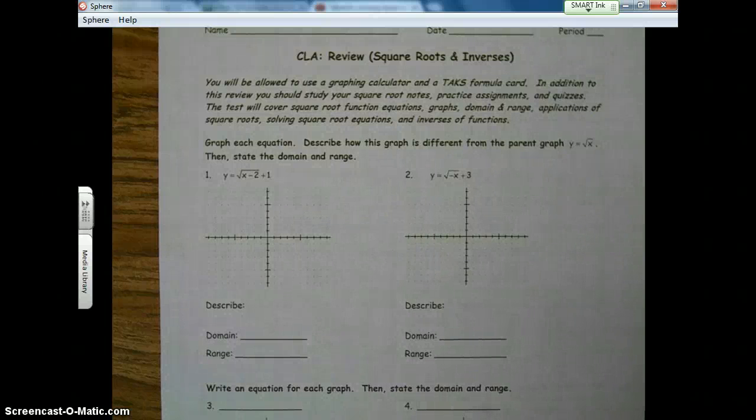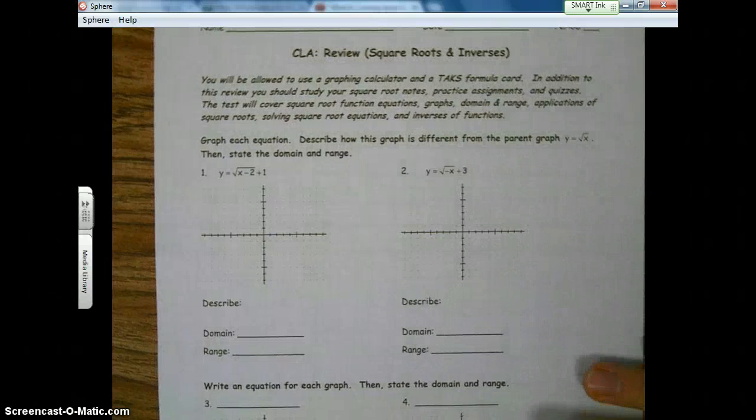Okay guys, we're going to be finishing up this review in class tomorrow. So I want to go over a few of these problems just to make sure you're on the right track. Let's go ahead and start off with number 2.